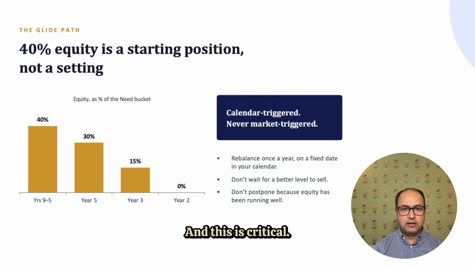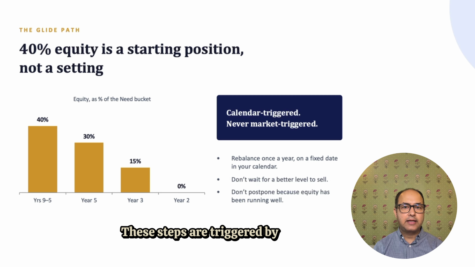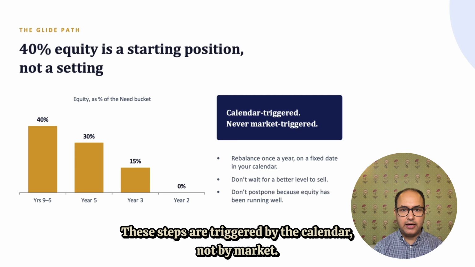And this is critical. These steps are triggered by the calendar, not by the market. You do not wait for a better level to sell. You do not postpone because equity has been running well. The whole point is that you're removing your judgment from a decision where your judgment is not needed and is quite likely to be wrong.